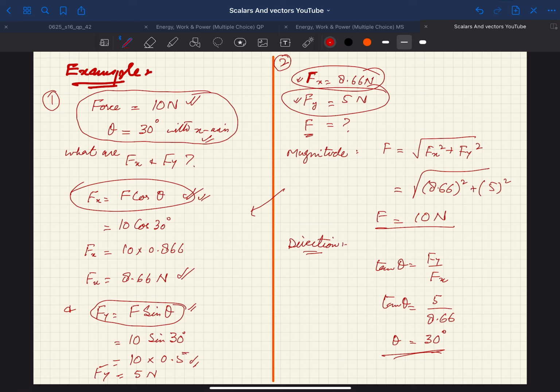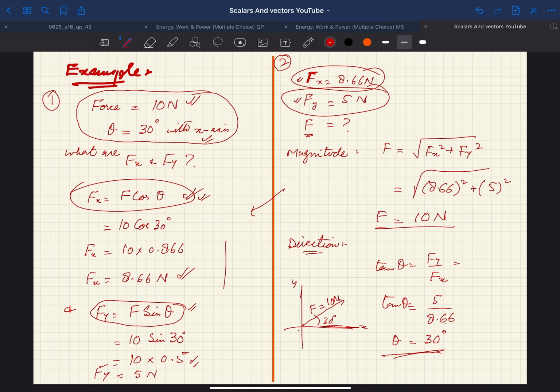On the other hand, tangent theta is nothing but Fy over Fx. The values of Fy and Fx are 5 and 8.66 respectively. When you use this simple calculation, you will get theta, which is 30 degrees. So in this case, when you draw the resultant vector, it will be somewhere here, making an angle of 30 degrees, and the magnitude of this force is given by 10 Newton. So this is your resultant force. Of course, the angle is between the vector and your x-axis.